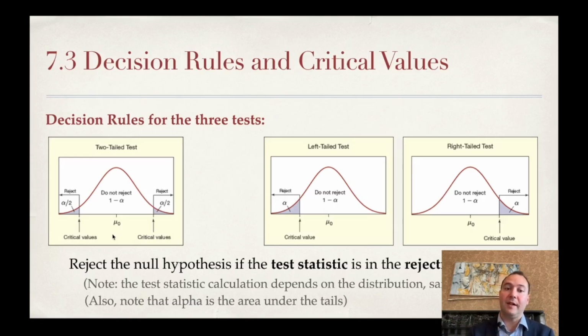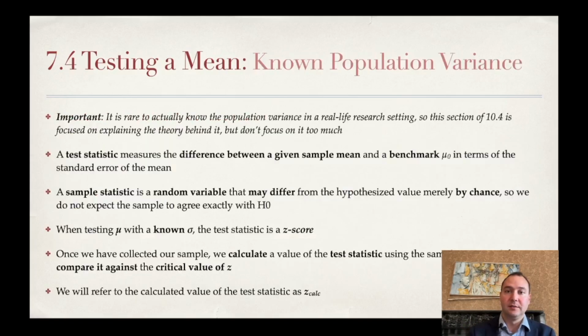So we reject the null hypothesis if the test statistic is in the rejection region. In other words, if our test statistic that we calculate, which is based on the sample mean, the standard deviation of that sample, and the size of the sample, using all that information, taking all that information into consideration, if it's still farther than a critical value, then we would reject our null hypothesis.